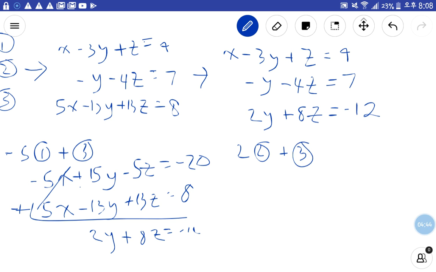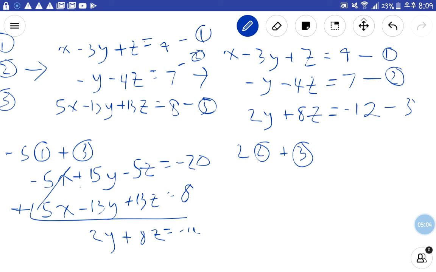So guys, I just keep labeling my first one as number 1, the second one as number 2, and the third one as number 3. I know that they keep changing, but I just label them the same way, number 1, 2, 3. So just pay attention to it, okay?